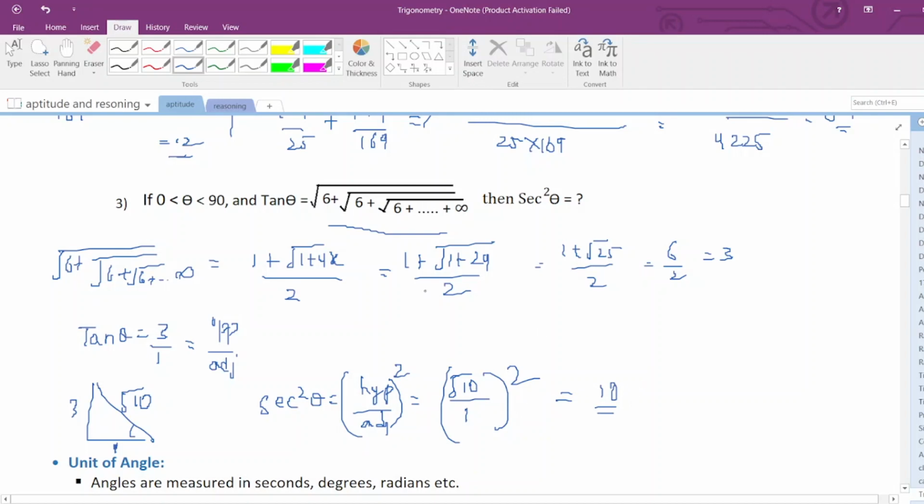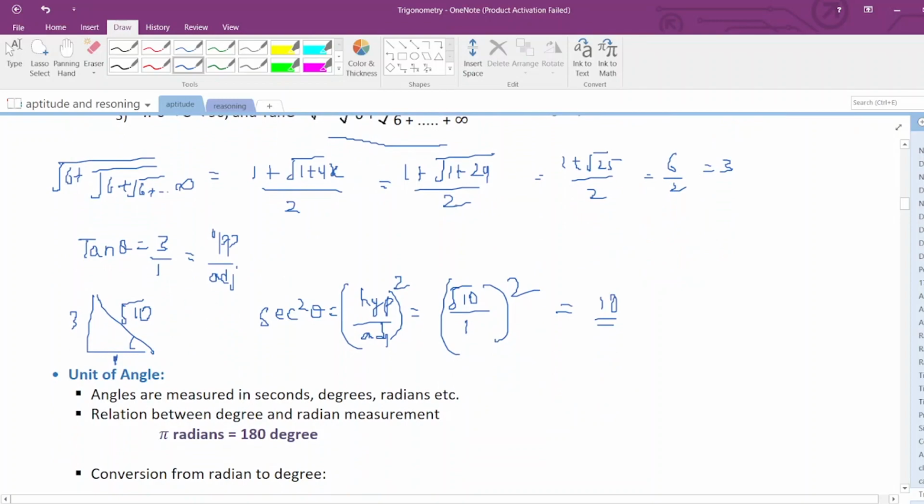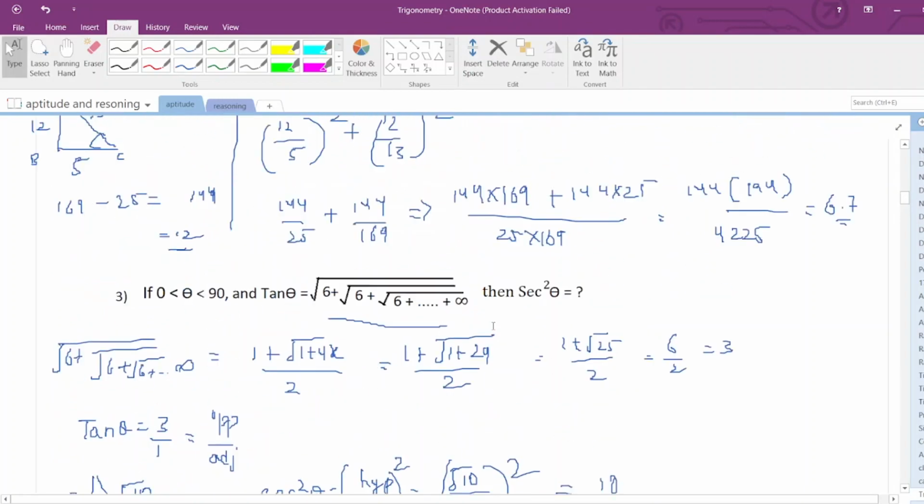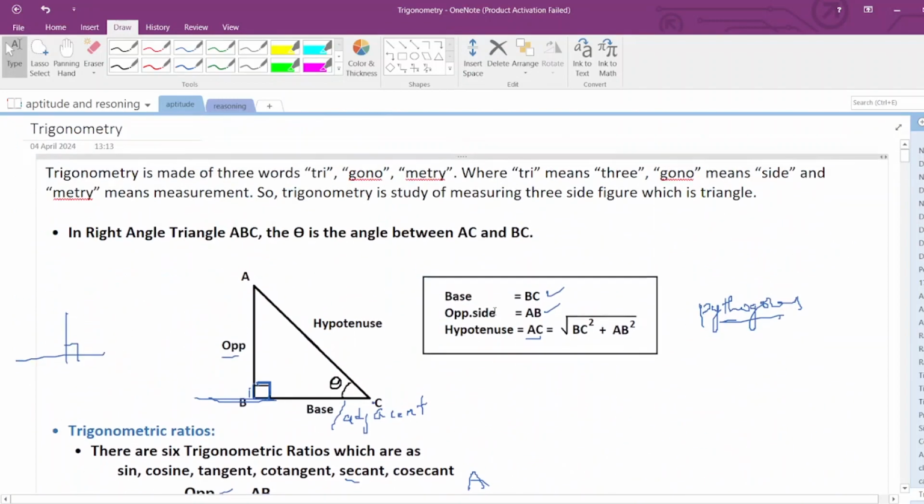See here, the prerequisite is you need to know this, how to solve this question: root of 6 plus root of 6 plus root of 6 till so on infinity. For that you have to understand the algebra. You have to read the algebra. So please go through the algebra topic and come to this and solve it. So this is about trigonometric ratios.